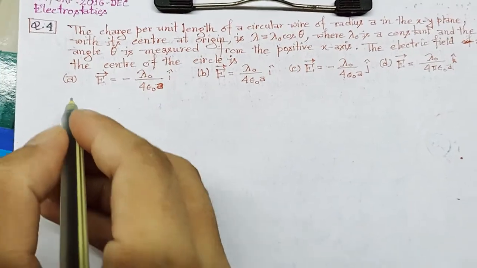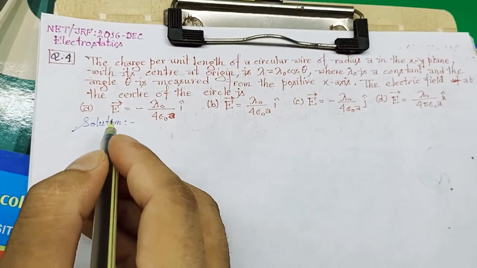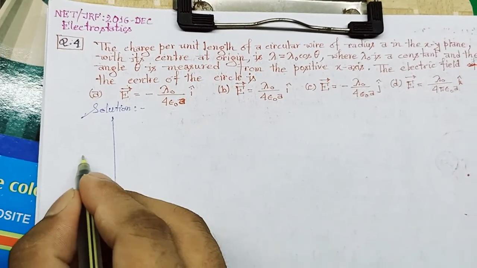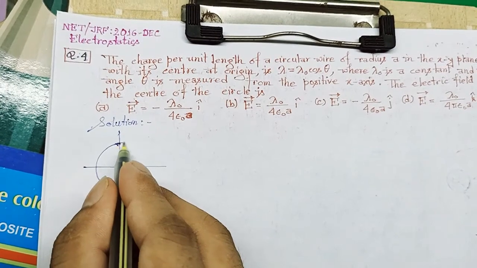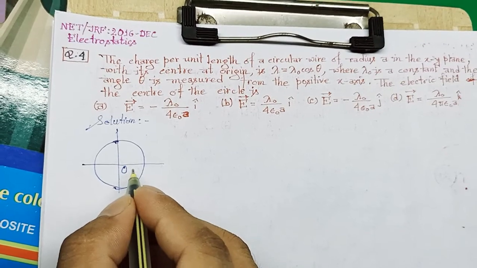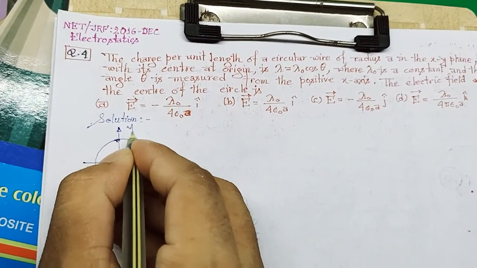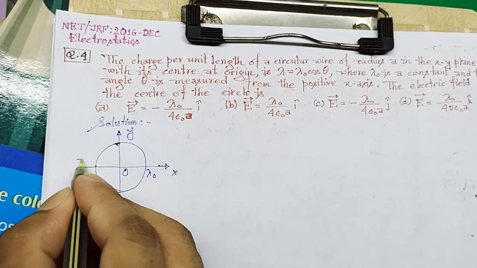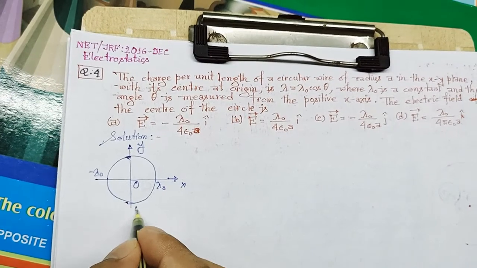So let's solve this question. For solving this question, first we'll assume the x and y coordinate system. So let these be the coordinate system, and if we take a circle here, let O be the origin of the circle, and this is our x-axis, this is our y-axis, and there is lambda 0, and on the opposite side there is minus lambda 0. So because of this there is 0, again there is 0.